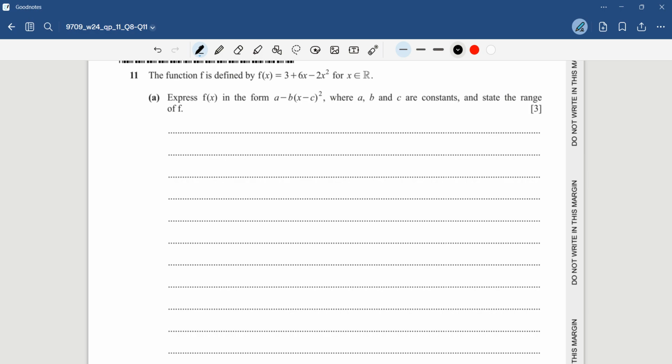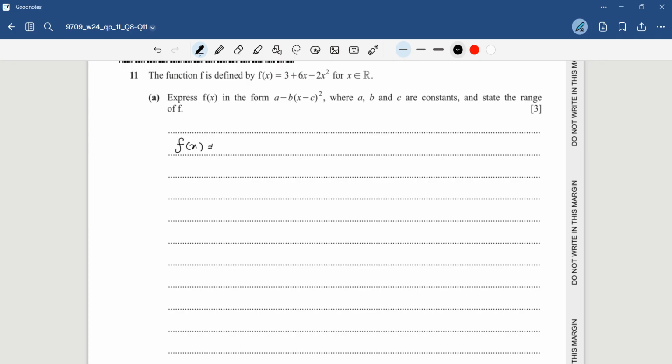The function f is defined by f(x) = 3 plus 6x minus 2x squared. Find f(x) in the form of a minus b(x minus c) squared, where a, b, c are constants, and find the range. Normally I will use the completing the square method for this. If you want to use your calculator, you can proceed, but you must make sure to know what you are writing.